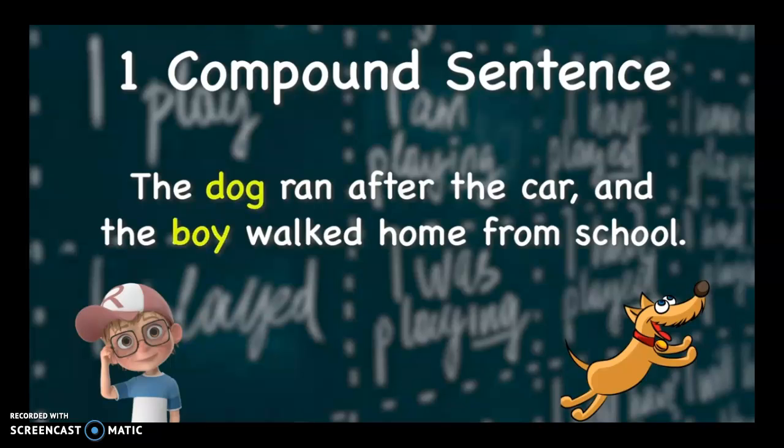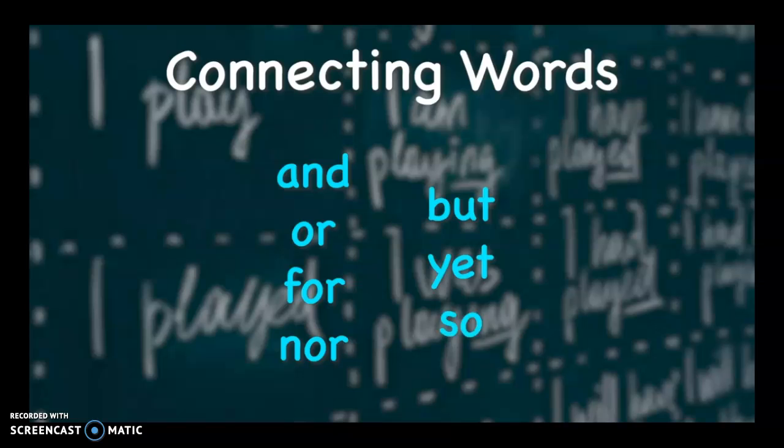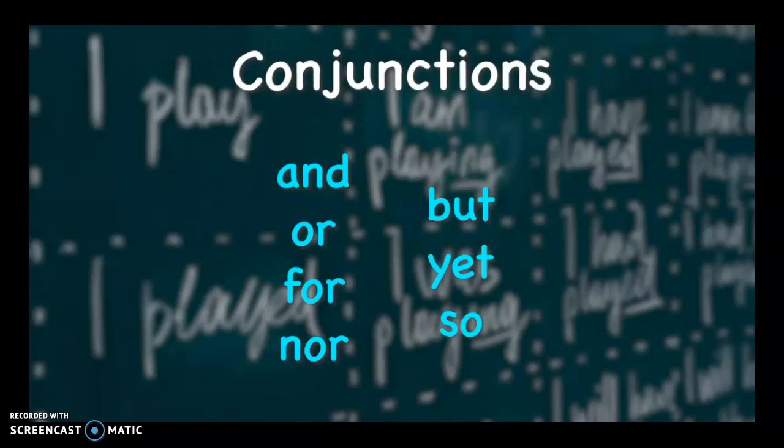two subjects and two predicates or verbs. The two independent clauses are joined together using the word and. Some other words that can be used to join simple sentences to make compound sentences are or, nor, but, yet, and so. Those short connective words are known as conjunctions.